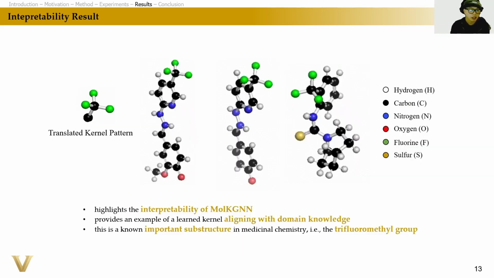And finally, we'd like to show our interpretability result. Here on the left is a learned kernel. And on the right, we also show 3 examples from the training set that show this pattern. This shows our model's interpretability, and also provides an example of the learned kernel aligning with domain knowledge, because this learned kernel is also an important substructure known in medicinal chemistry as a trifluoromethanol group.